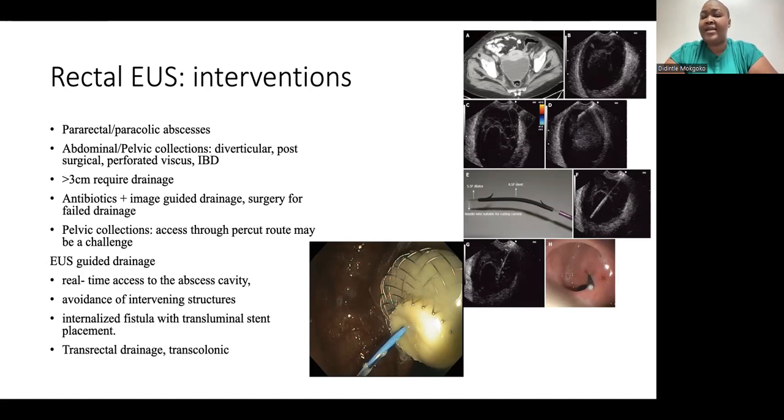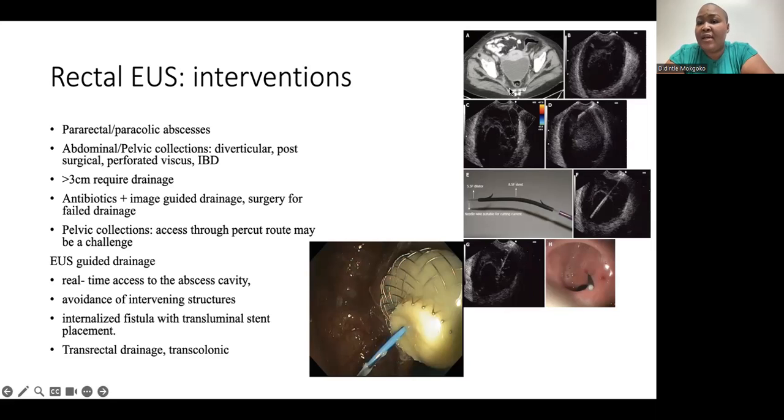Of course, it's an internalized fistula with transluminal stent placement. It's more comfortable for your patient. It's able to sit there longer. It usually causes not very much discomfort at all. And you can happily drain both using the transrectal and the transcolonic method. Of course, the limitation right now is price in terms of using lumen opposing metal stents, but traditionally double pigtails were being placed.